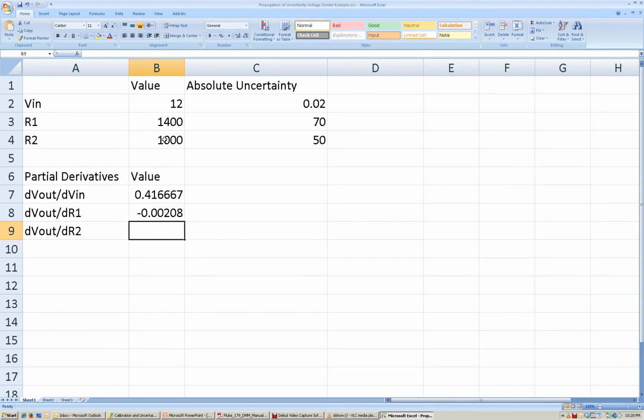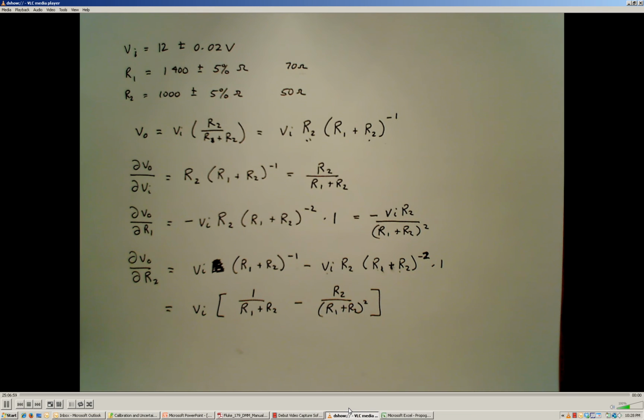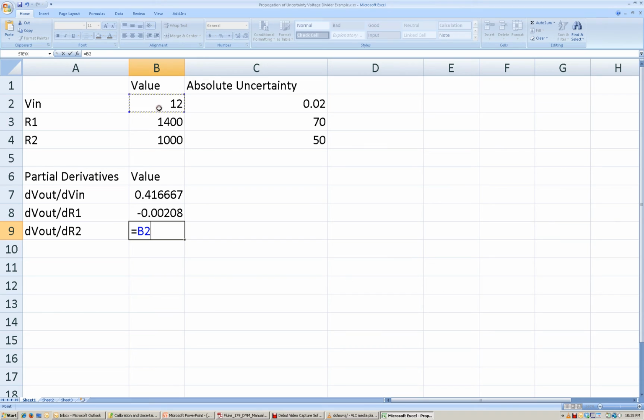And then finally, I'm going to plug in the partial derivative that we calculated with respect to R2, which is this nasty thing right here. So bear with me while I get that entered in. So that is Vn times the quantity of 1 divided by R1 plus R2 minus R2 divided by the quantity R1 plus R2 squared. And I think that should be it. There we go. So that's the value of the partial derivative.